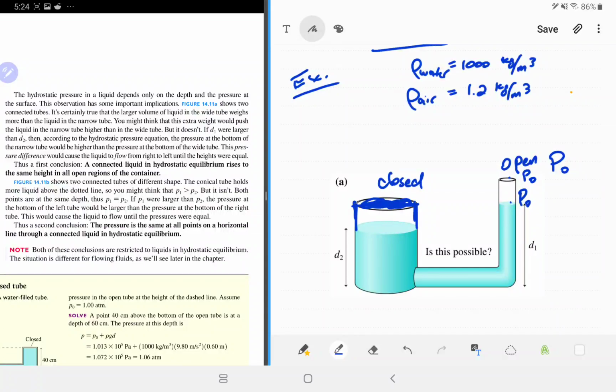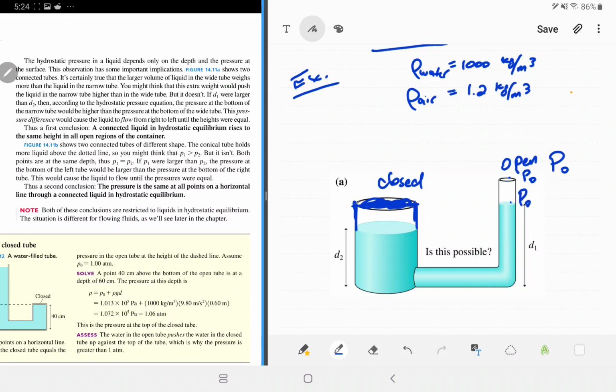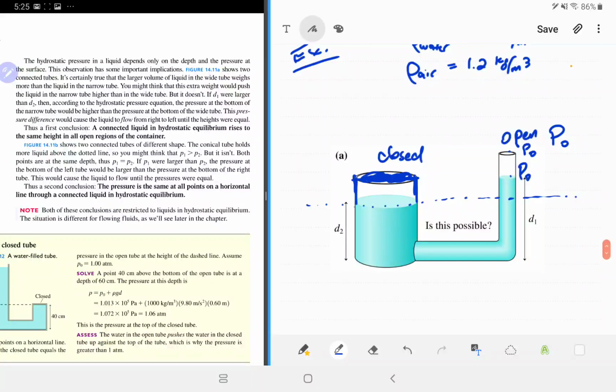Okay. So let's go back to the textbook right here and look at the second bolded statement. The pressure is the same at all points on a horizontal line through a connected liquid in a hydrostatic equilibrium. So what that means is if I draw a horizontal line right here, if this thing is in equilibrium, so we waited a bunch of time and let this thing settle to its happy values, to wherever it wants to stay. It looks like the column on the right is higher than the column on the left, right?